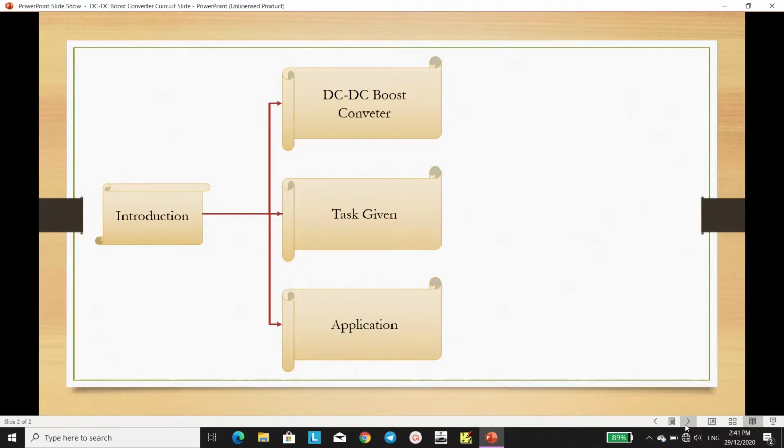Okay, next is application. Battery power systems often stack cells in series to achieve higher voltage. However, sufficient stacking of cells is not possible in many high voltage applications due to lack of space. A boost converter can increase the voltage and reduce the number of cells. Two battery powered applications that use a boost converter are hybrid electric vehicles and lighting systems.